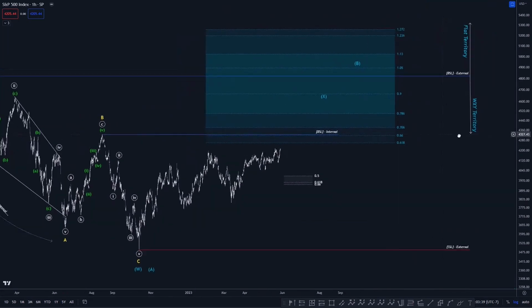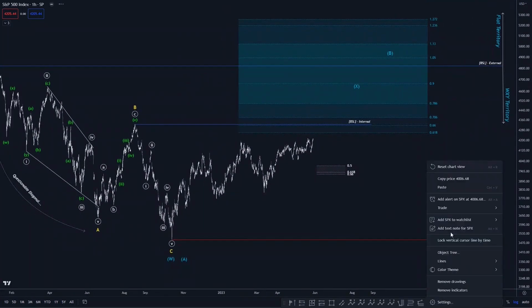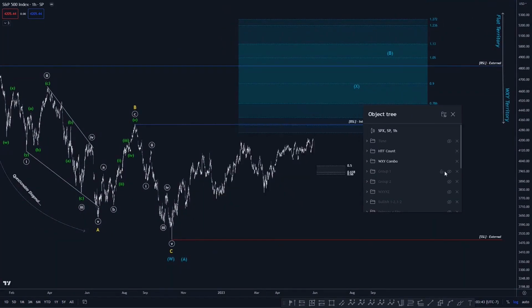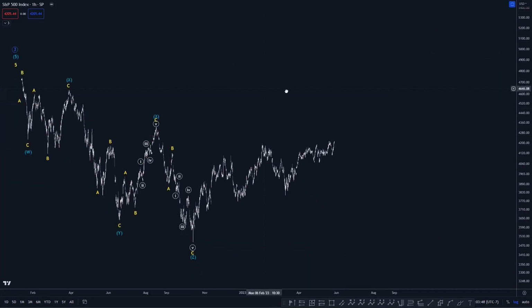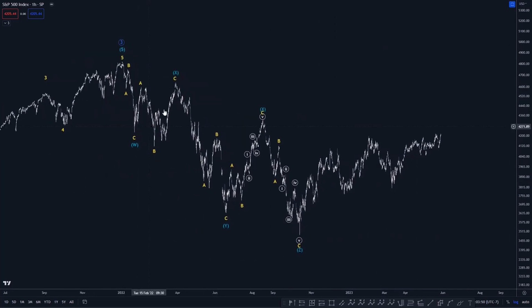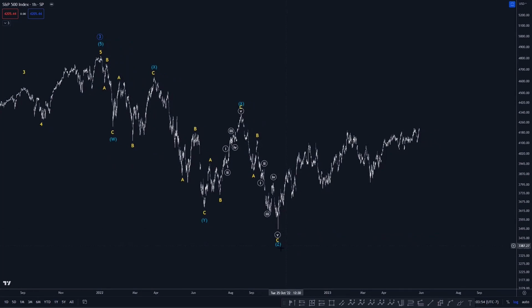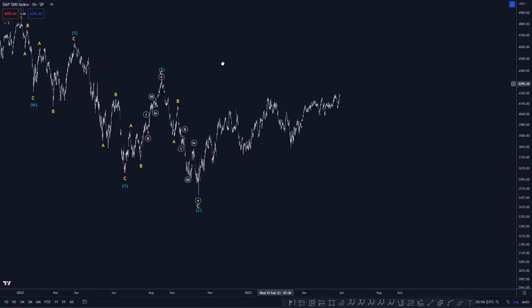If we are not bearish and we're looking for a bullish outcome, we're going to focus on potentially a W, X, Y, X, Z. And that was a pivot for the wave 4.